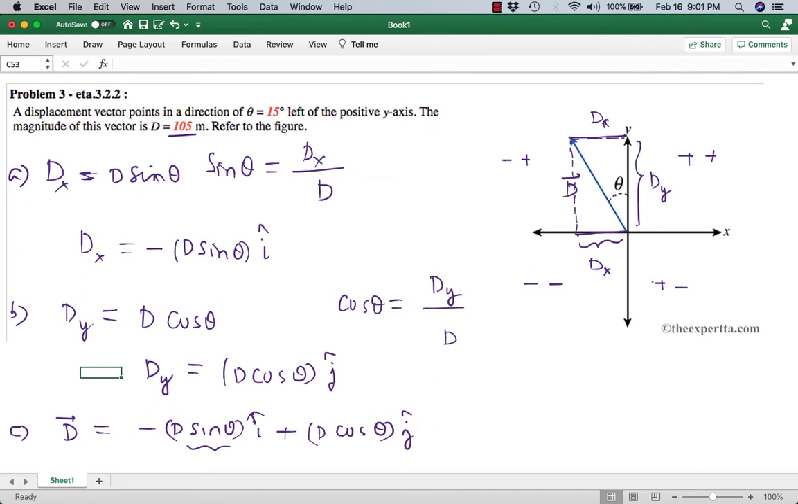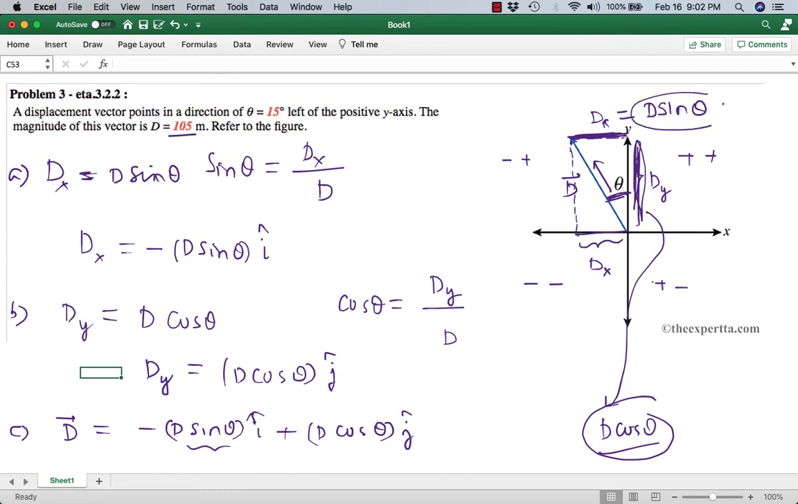is touching the angle. Okay, so if we are talking about this y component, y is touching this angle, so the side that touches the angle gets the cosine. Okay, so this one becomes d cosine theta, and the side that is away from the angle, which is the x component, gets sine. Okay, sine of the angle theta. Again, the side that is touching this angle gets cosine, and the side that is away from the angle gets sine.